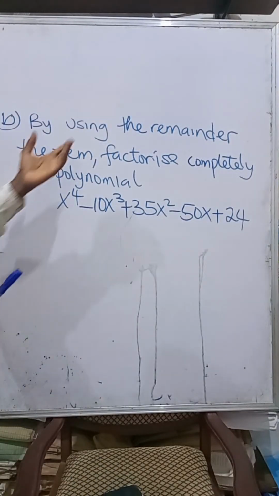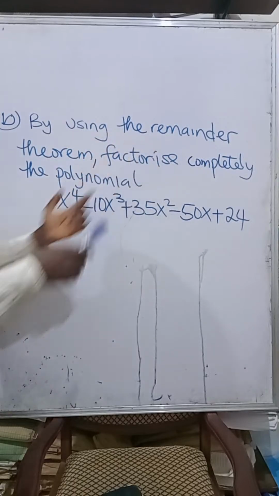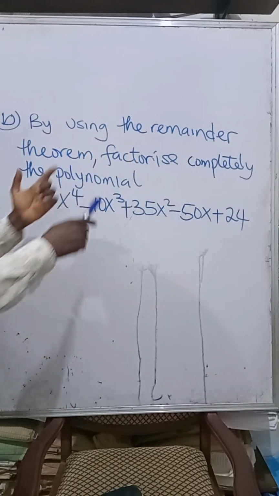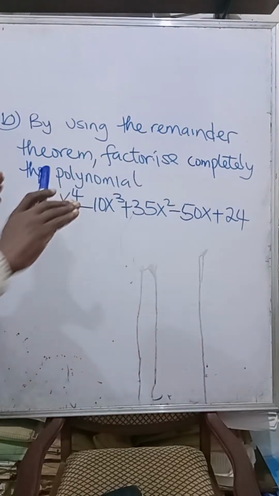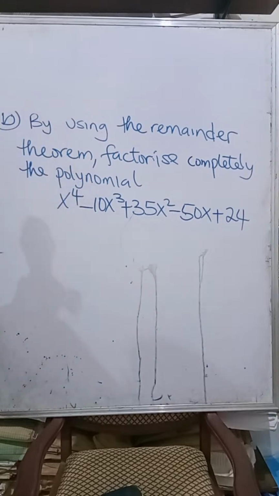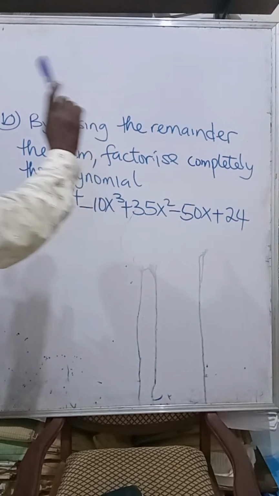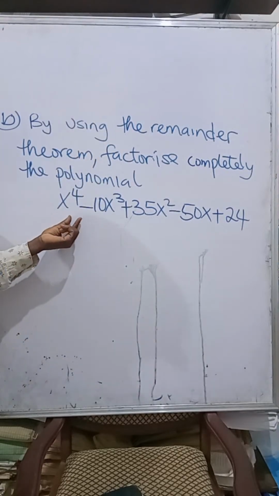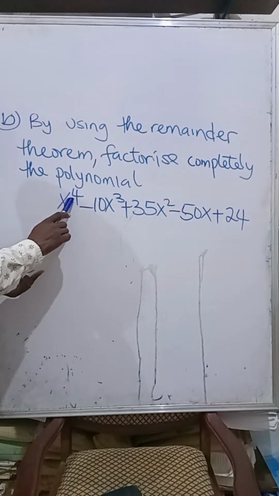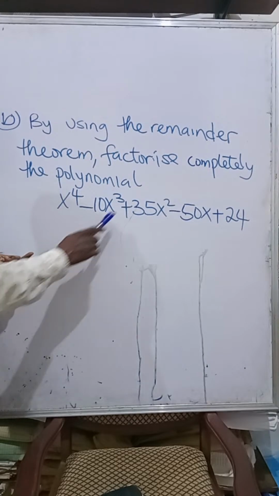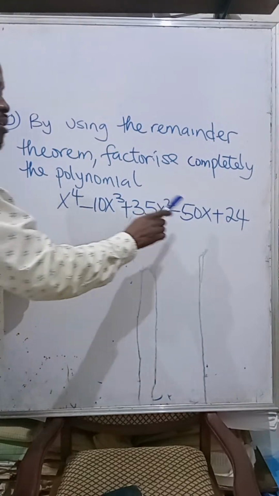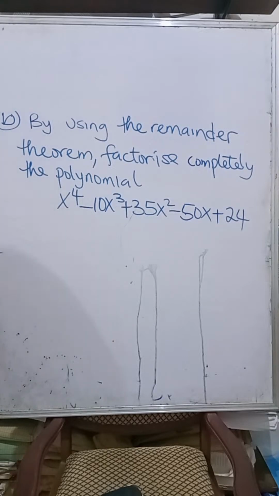We have, by using the remainder theorem. By using what? The remainder theorem. Factorize completely the polynomial. We have x to the power 4 minus 10x cubed plus 35x squared minus 50x plus 24.